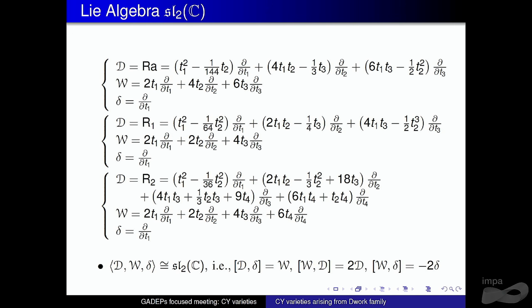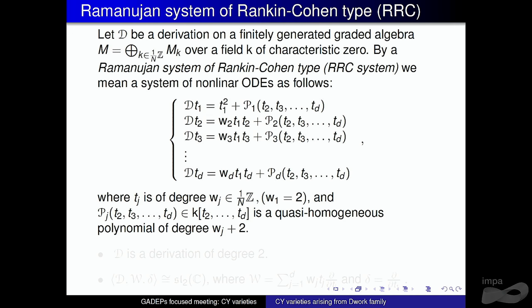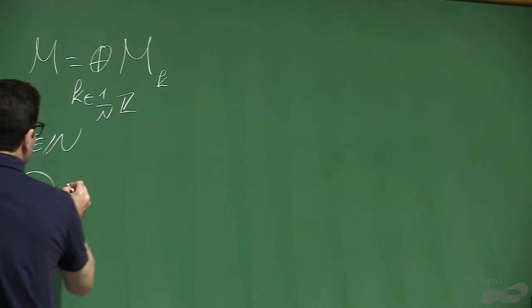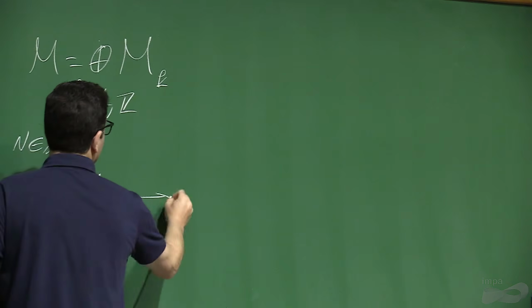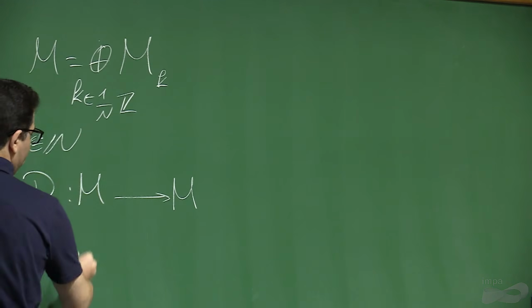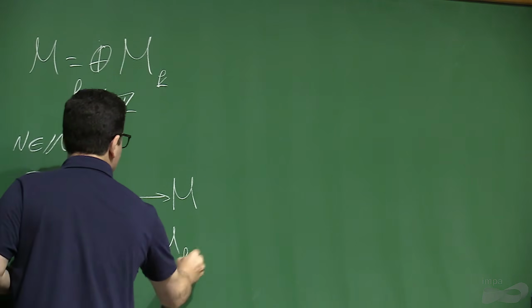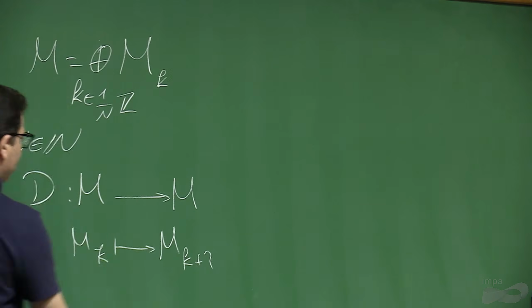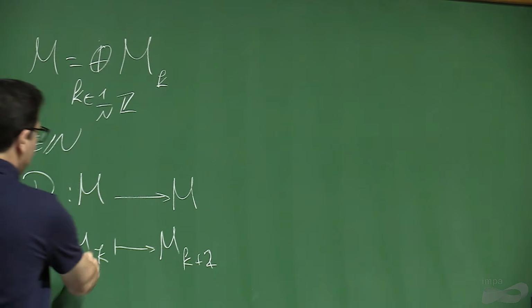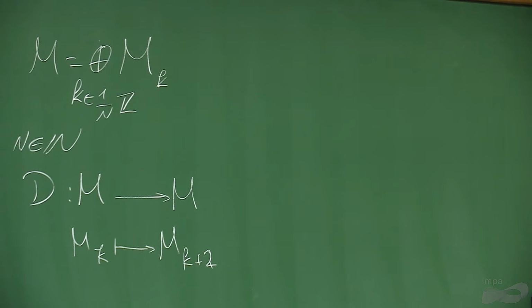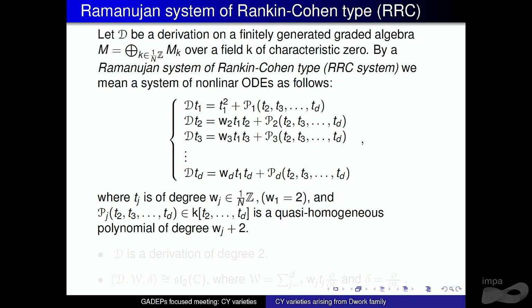So the derivation that I'm considering here for M increases the weight by 2. I mean, it sends MK to MK plus 2. The elements of degree K are sent to elements of degree K plus 2. And then we consider this system.